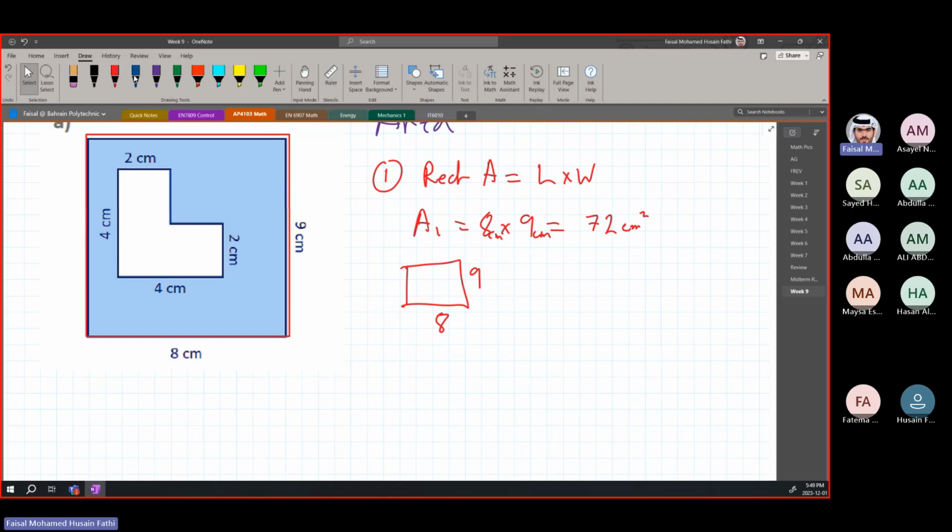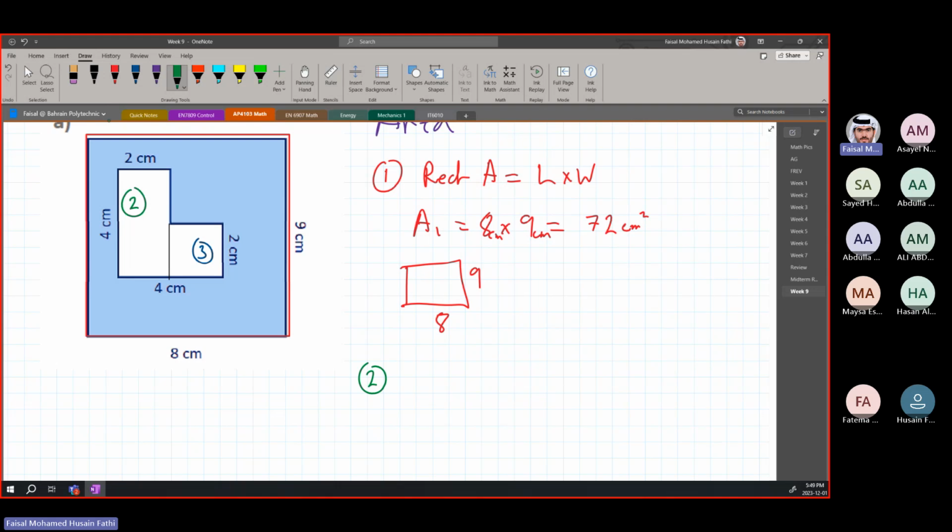Now before moving on to the second areas, we can split this into simpler shapes so we can find the total area of what we have to remove. Okay, so let's call this area 2 and let's call this area 3. Then we'll just find these, add them up, and then subtract it from the final answer. So let's do that step by step.